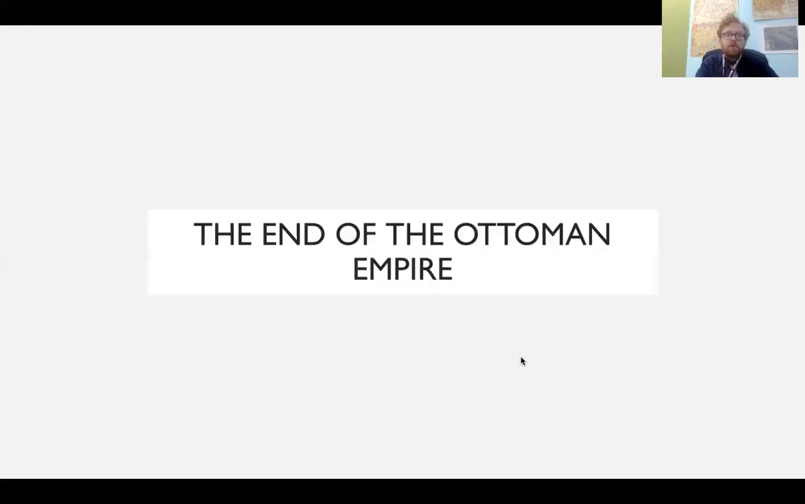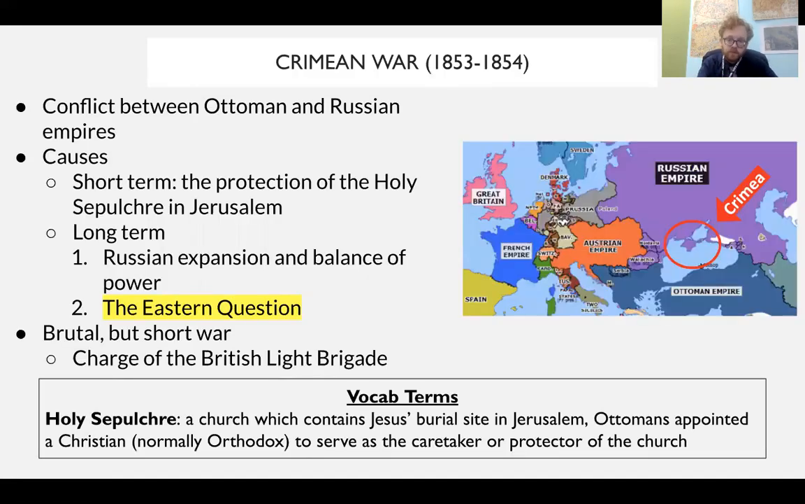And boy, oh boy, will the Ottomans be challenged. They are going to have their authority challenged by the end of the 19th and the start of the 20th. Well, let's first look at one of the external factors that will lead to the decline of the Ottoman Empire.